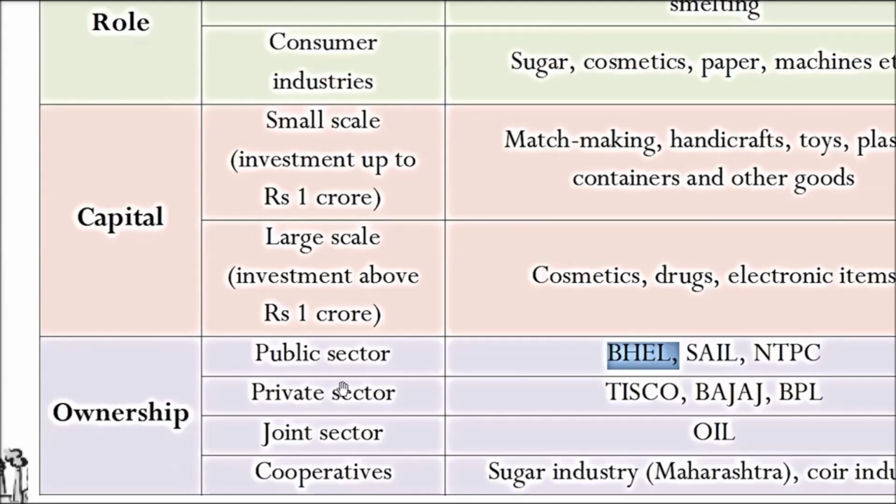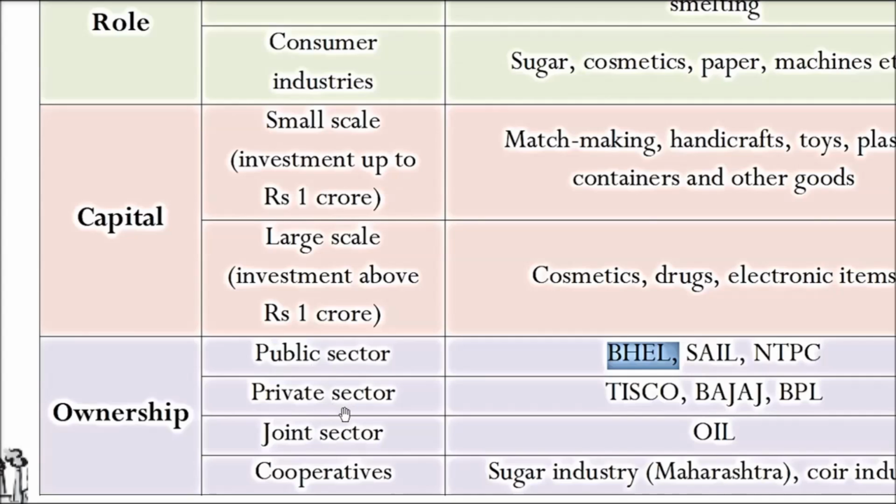Now who owns it? You, me, a group of people, or the government? Who owns the industry? Public sector industries are those owned by the government. For example, BHEL, Bharat Heavy Electricals Limited, SAIL, Steel Authority of India Limited, and National Thermal Power Corporation. All these are owned, governed and organized by the public sector. We are the public, and who is the representative of the public? It's the government, the central government and the state government.